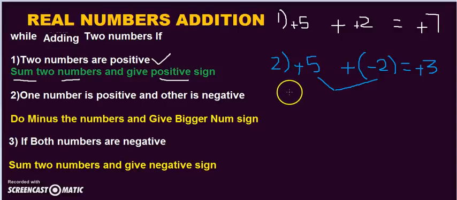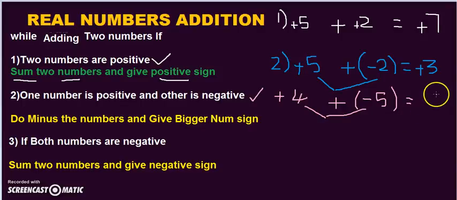So I'm having here the number 4, which is positive, plus minus 5. I'm adding one positive number and one negative number. Now when you are adding one positive and one negative, as per the second case, just do minus. The difference of 5 and 4 is 1.